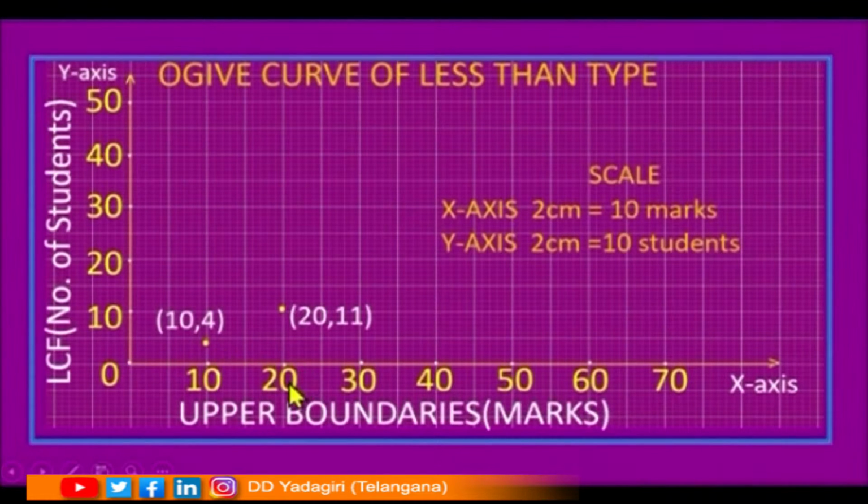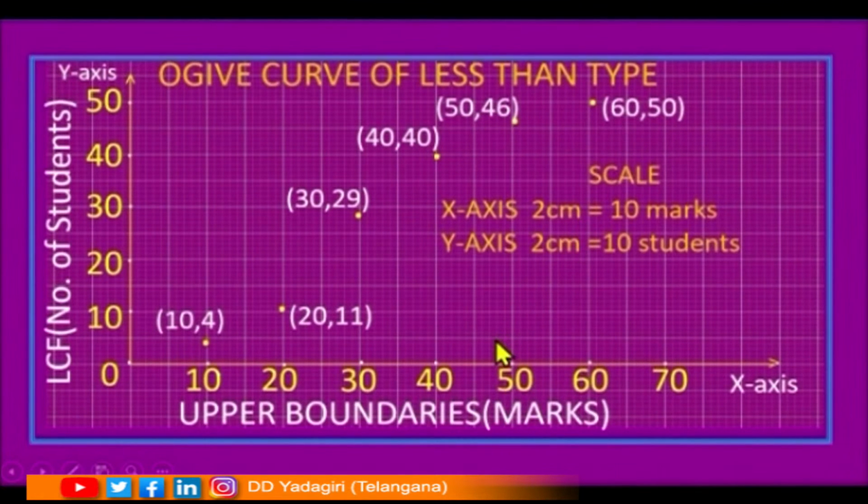Likewise, second point is 20 and corresponding y value is 11. So 20, 11. Third point is 30 and the corresponding y value is 29. And the fourth point is 40 and corresponding y value is also 40. Fifth point is 50 and 46. And finally 60, 50. So the upper boundaries 10, 20, 30, 40, 50, 60 are covered, and the cumulative frequencies 4, 11, 29, 40, 46 and 50 are also covered.